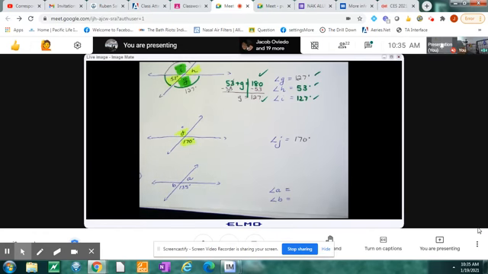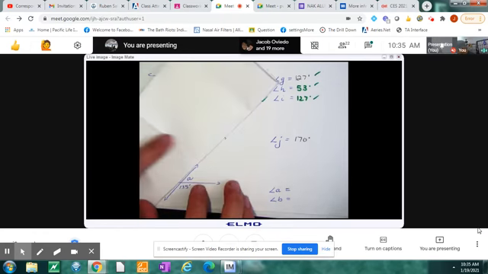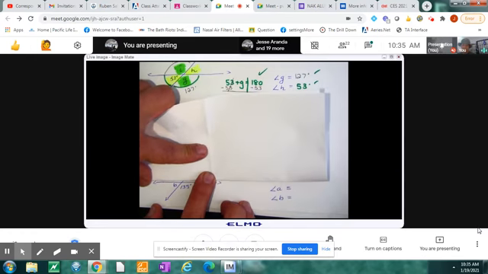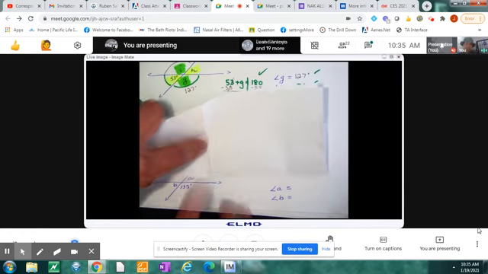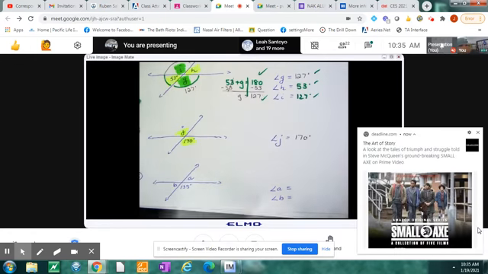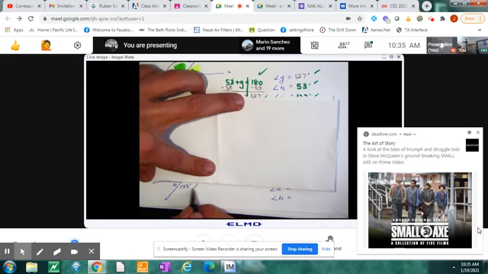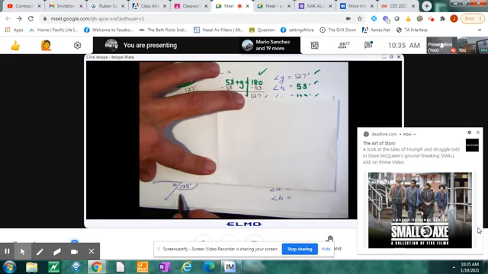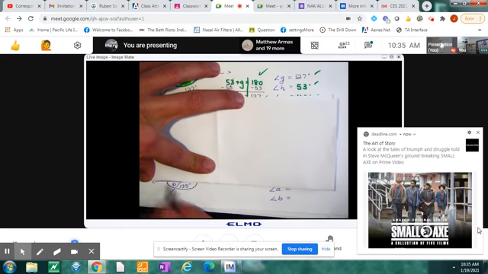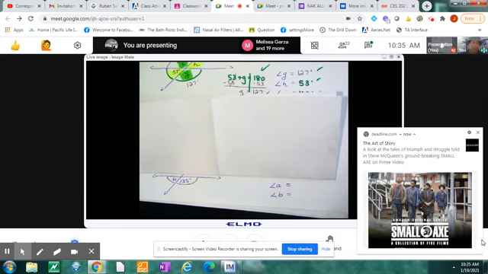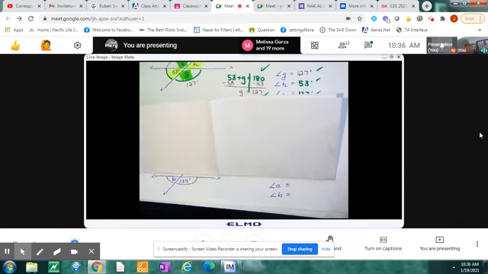135. Again, these are adjacent. So it doesn't matter if you look for A or you look for B. It doesn't matter which one you want. You can look for any of them. So let's do B. Let's do the bottom. And remember, it's a straight line. So from here to here is 135. But what's B? Well, I know if I add these two together, it's going to be 180, right? So let's go ahead and set it up. Ready? Here we go. Set it up.